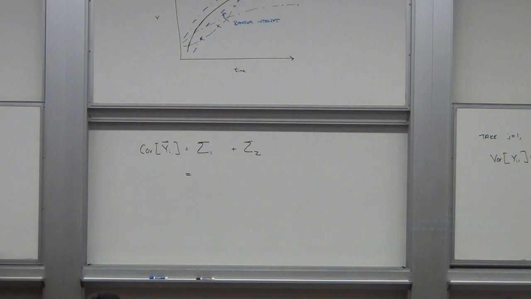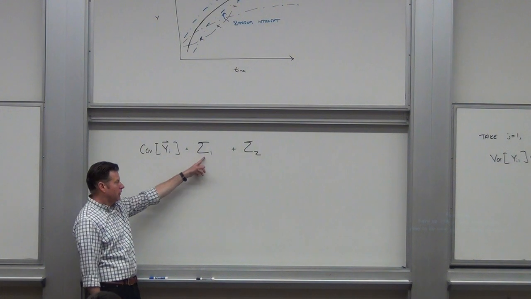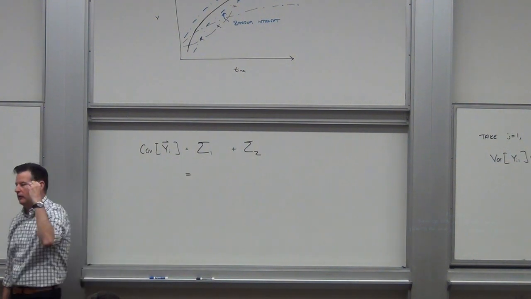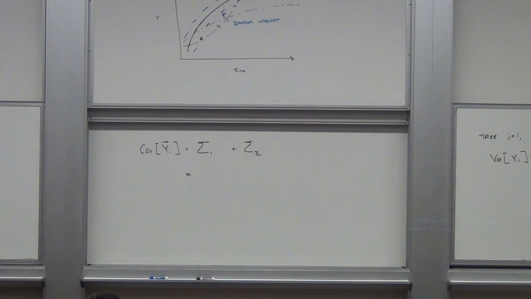So the question is, have we seen a variance covariance structure where we have existing correlation regardless of how long apart I've actually measured individuals?